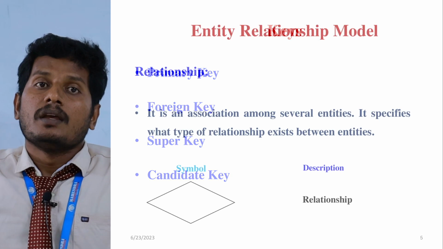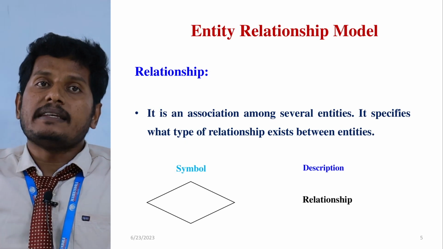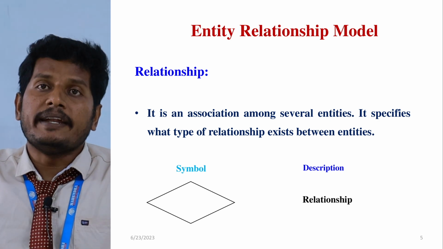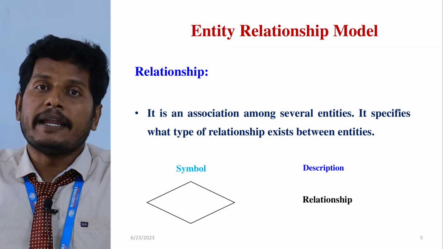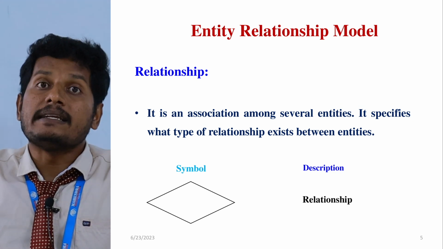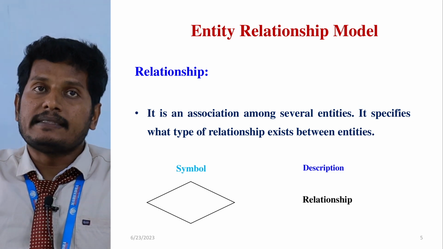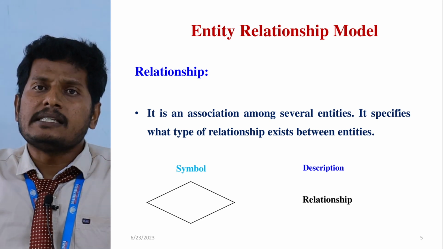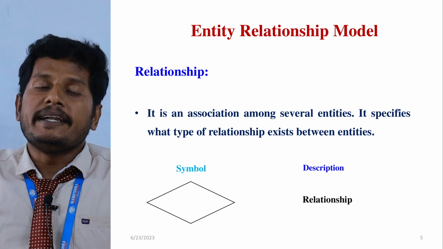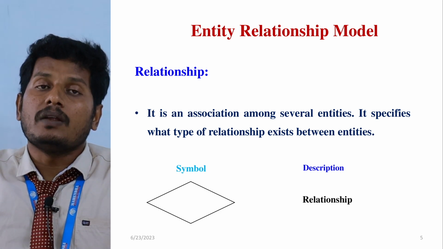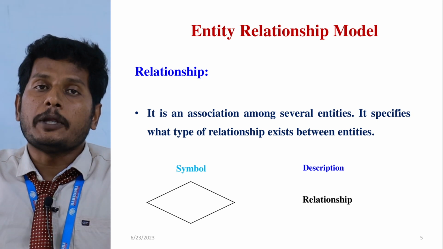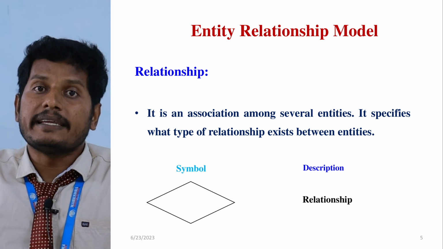Next one. What is the relationship? What is the relationship in the sense? It is an association among several entities. We want to create a number of entities, say for example employee, department and then course. We want to make three entities. What is the relationship among the entities will be called as a relationship. That relationship is represented by the diamond symbol. An entity is represented by the rectangle symbol. Relationship is represented by the diamond symbol. Attributes are represented by the ellipse symbol.